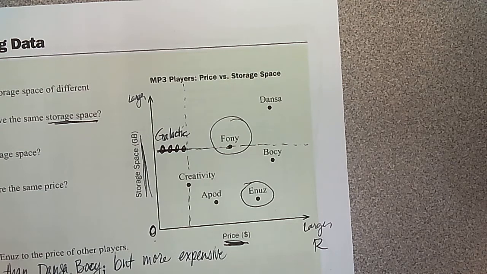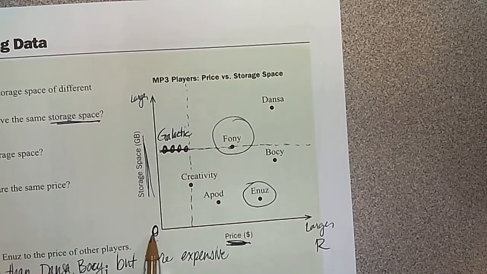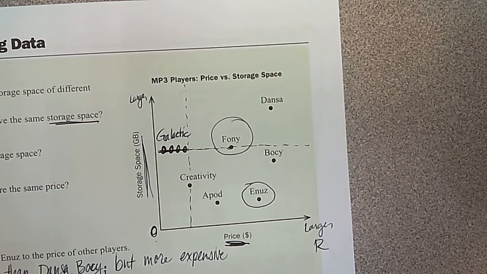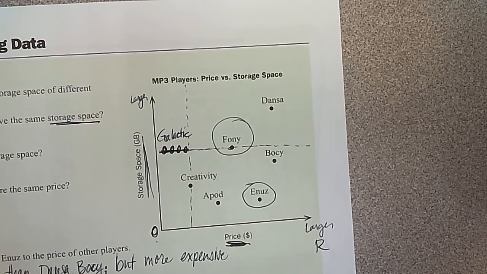List the MP3 players in order from least expensive to most expensive. All right, so price, we're looking this way. So cheapest are over here, more expensive over here. So 0 to larger numbers. So the cheapest is Creativity, APAD, Phony, eNoise, and Dancer and Boise are a tie.